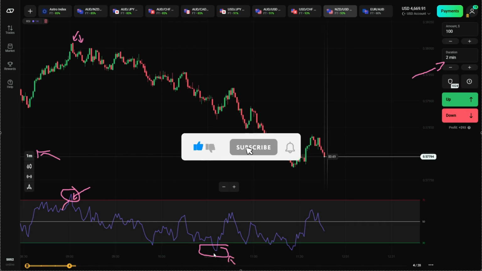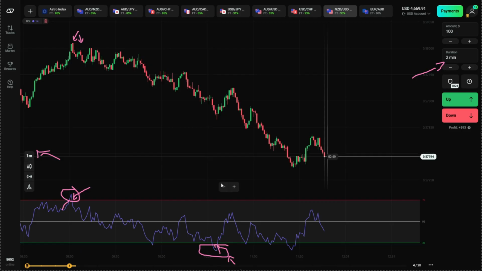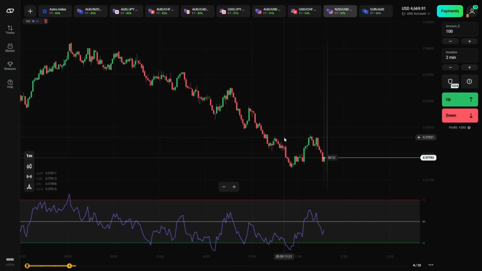If we entered at this point, we'd need two candles because we are entering a 2-minute trade and we're currently trading on the 1-minute time frame. When we enter at the crossover, the market will go down with us and the trade will be successful. The same applies in reverse. If it's in the oversold zone and exits, that's a buy signal. If we look at this point, it's around this candle and we enter immediately, as you can see. This is a good opportunity to enter a buy trade.